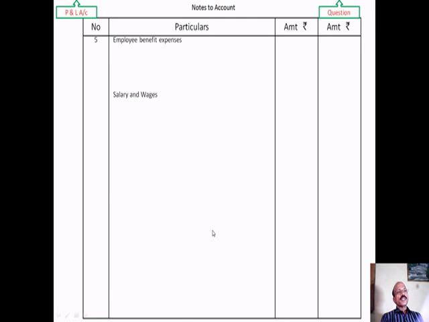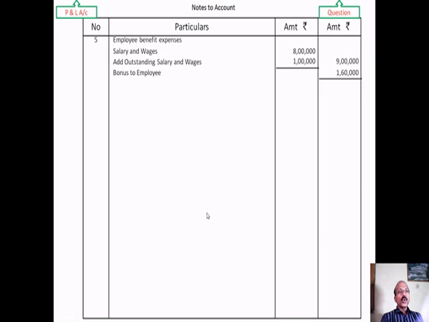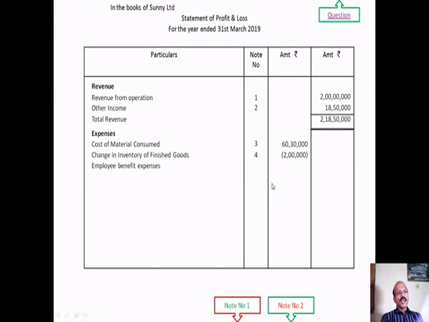Employee benefit expenses: salary and wages is 8 lakh, to which the outstanding salary has to be added. The total salary and wages is 9 lakh. And the next item is bonus to employees, 1 lakh 60,000. So the total employee benefit expenses come to 10 lakh 60,000, which will be charged to the profit and loss account as employee benefit expenses. Working note number 5 is 10 lakh 60,000.